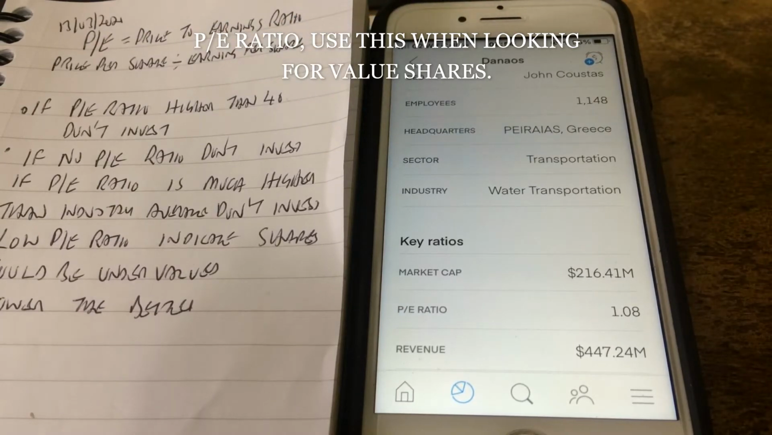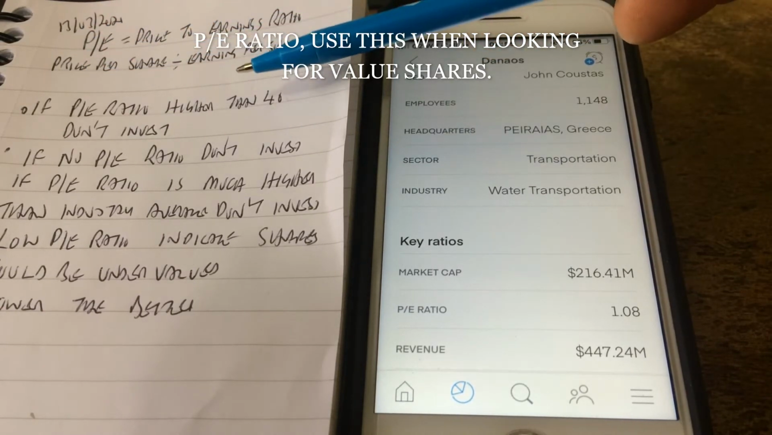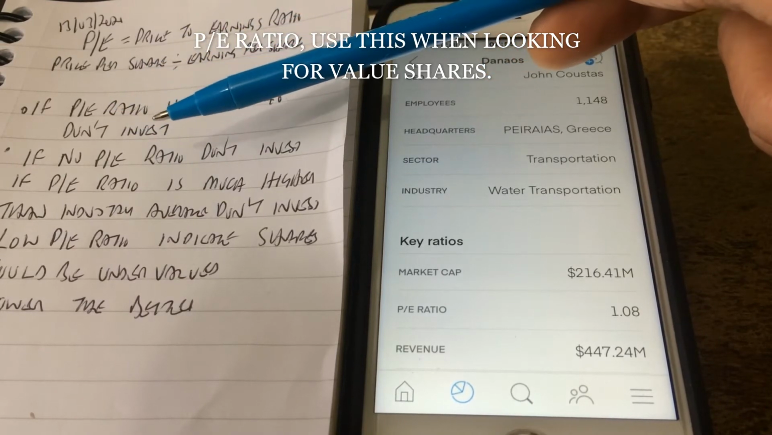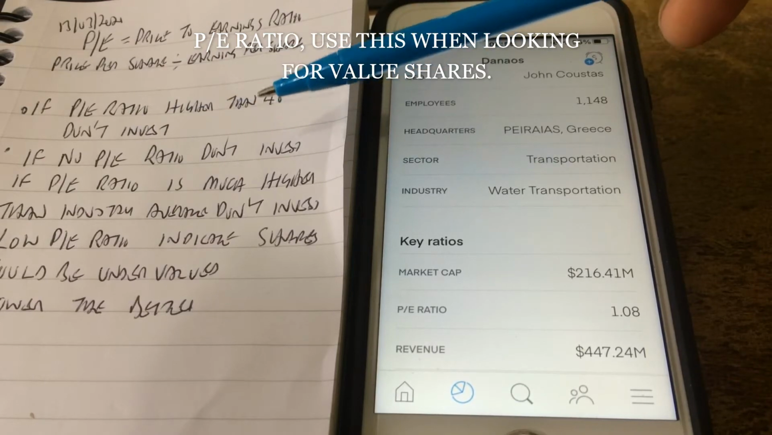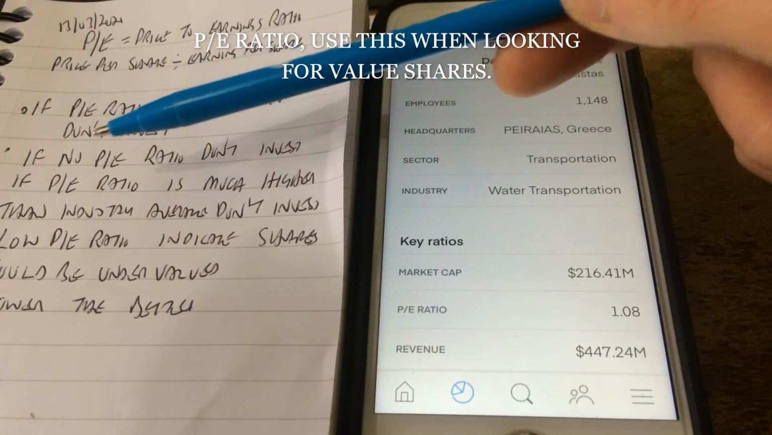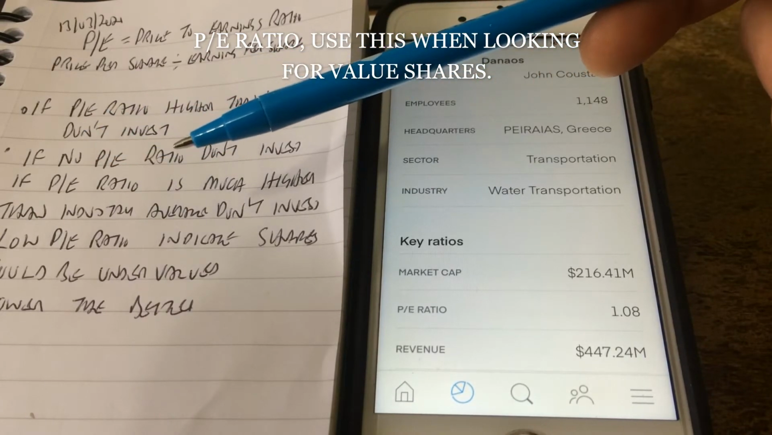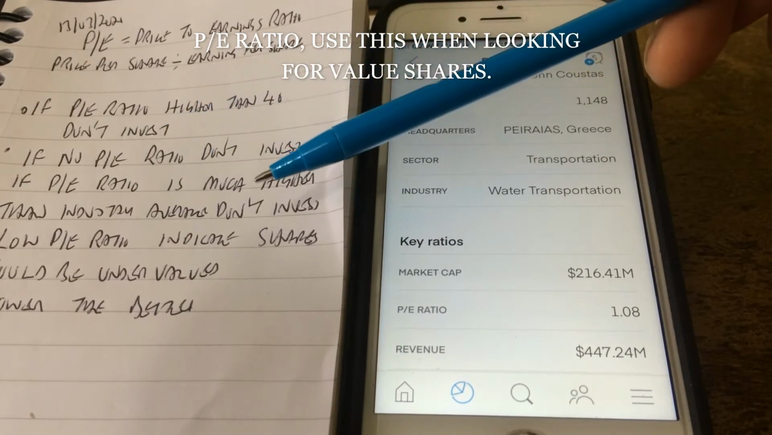Now here are some very relevant points. If the PE ratio is higher than 40, don't invest. If no PE ratio, don't invest. If a company doesn't have a PE ratio, that means it's not earning any money. If the PE ratio is much higher than the industry average, because you can get the average PE ratio for a particular industry, don't invest.